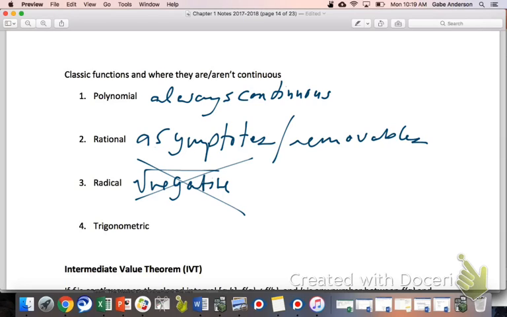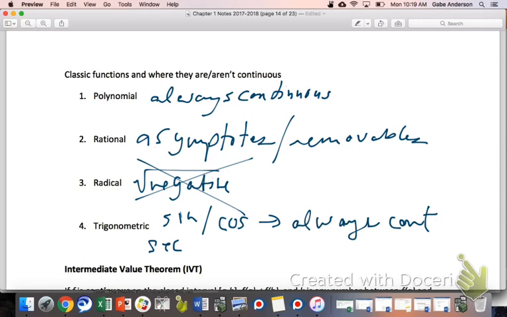Trig functions, this is kind of a mixed bag. Like there's going to be a variety of things that could happen here. Which trig functions are always continuous? Sine and cosine. Yep, so sine and cosine, always continuous. And what do the rest of them have? They all have asymptotes. So there's secant, cosecant, tangent, cotangent, all have vertical asymptotes. And so those would all be things you'd want to look out for.